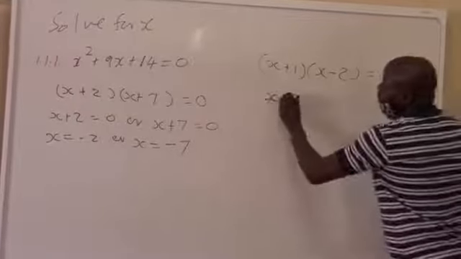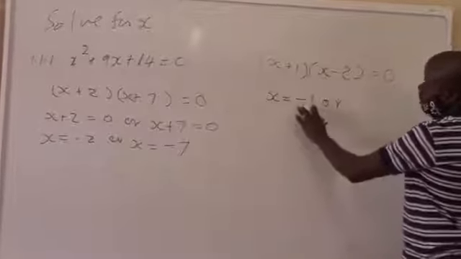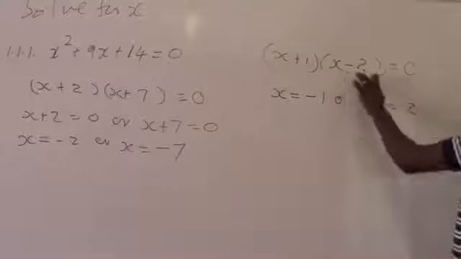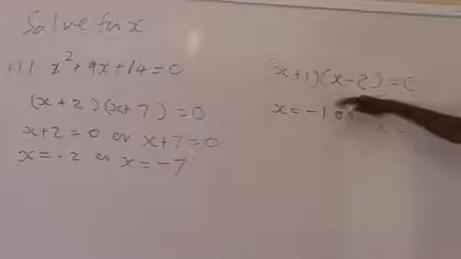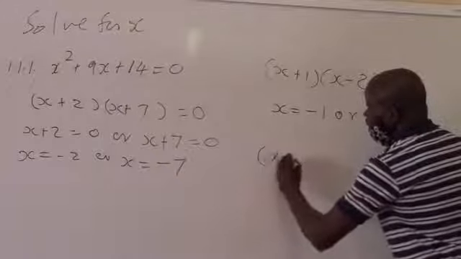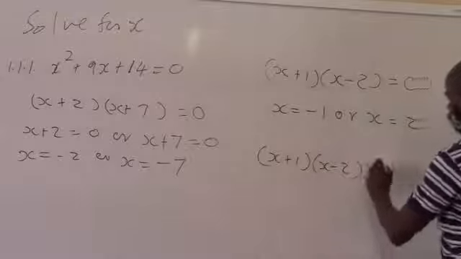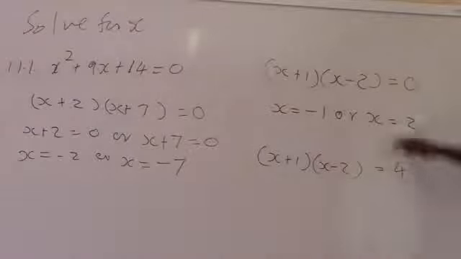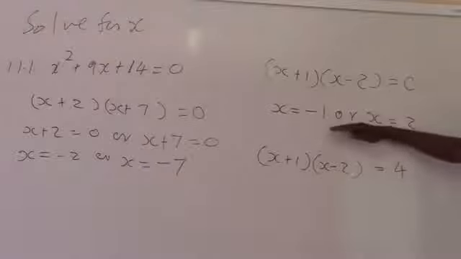So you will have x is equals to -1, because when we transpose that, it's going to be negative, or x is equals to +2. That was negative and then it became positive. So that is how the other one will come. This one should not confuse you with another one that can look the same: (x + 1)(x - 2) = 4. This one is because here is 0, so then your answer is going to be just like that.